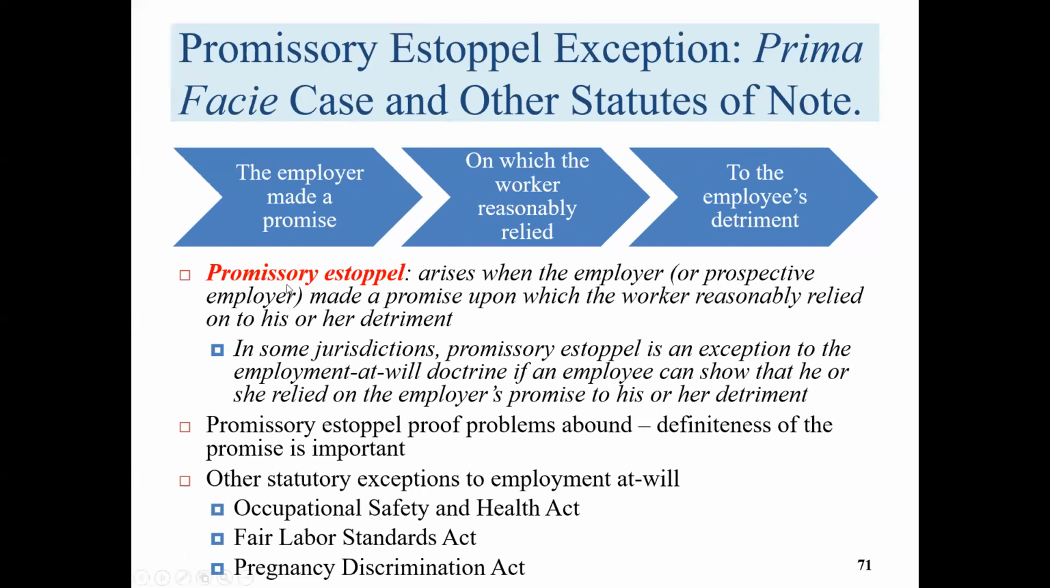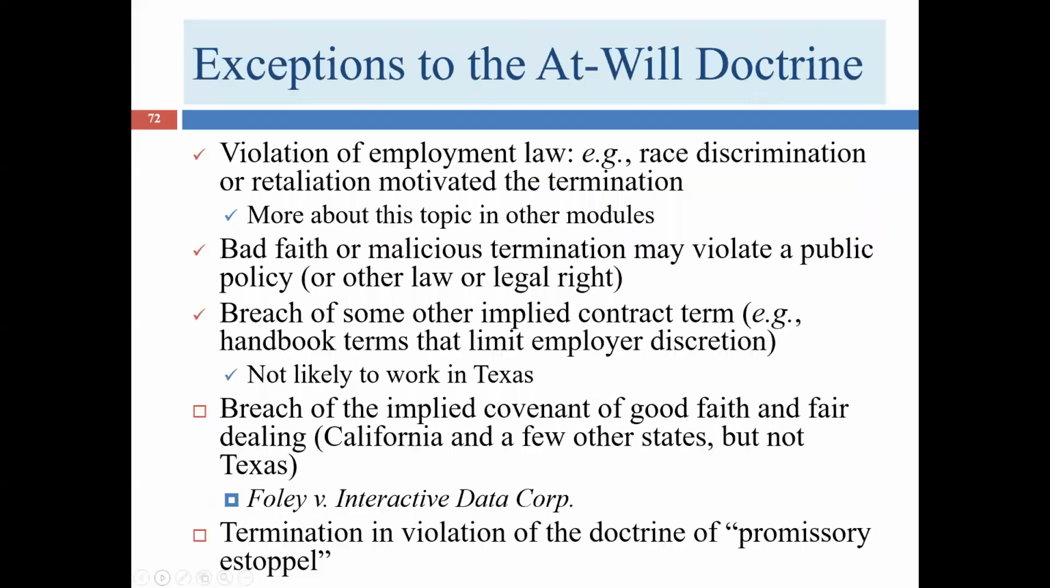We call this doctrine promissory estoppel. And you can see we have the promise in the word promissory. Estoppel means that the employer is stopped from breaking the promise because of this reasonable reliance. So you can see the word stop in the word estoppel. So promissory estoppel arises when the employer, or oftentimes this is a prospective employer situation, makes a promise that the employee reasonably relied upon to his detriment. And so this can be an exception to that employment at will if the employee can show he relied reasonably upon that promise.